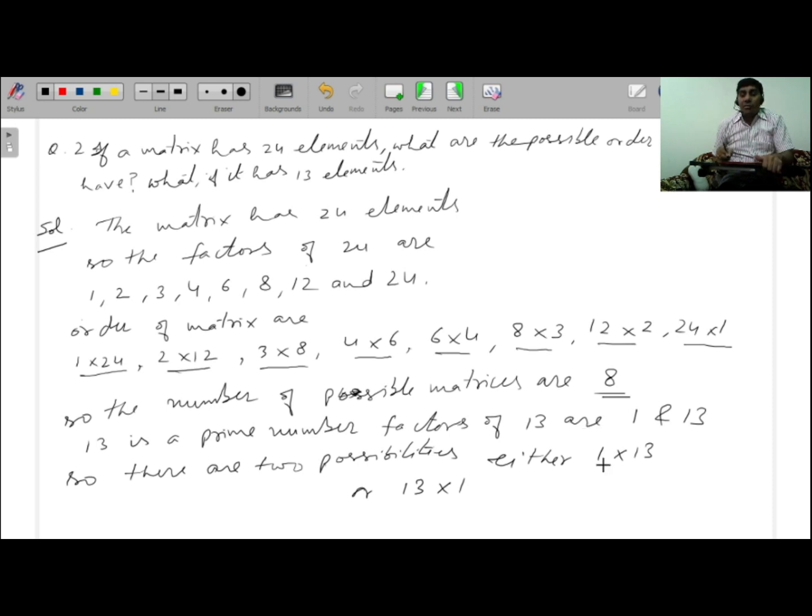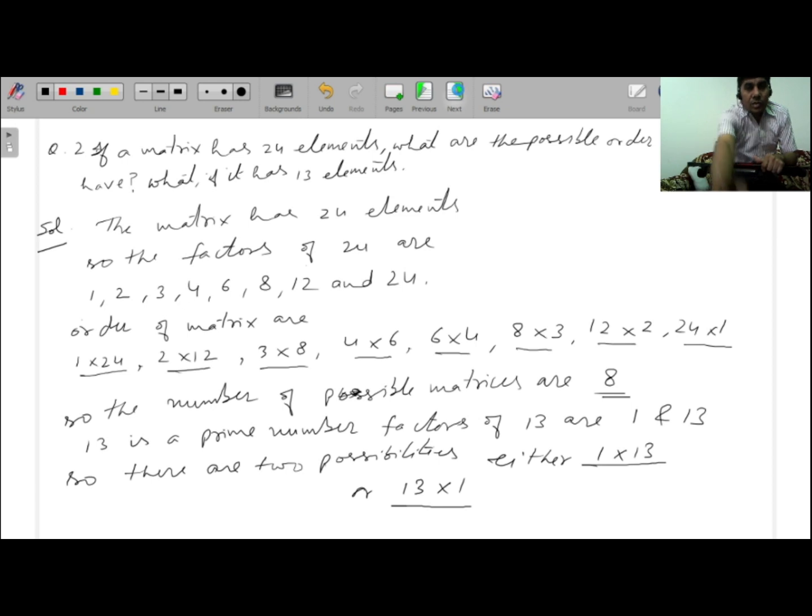If a matrix has order 1 into 13, that means there is only 1 row and 13 columns, so it is called a row matrix. If a matrix has the order 13 into 1, there are 13 rows but only 1 column, so it is a column matrix. So we conclude that if a matrix has a prime number of elements, then it is either a row matrix or a column matrix.